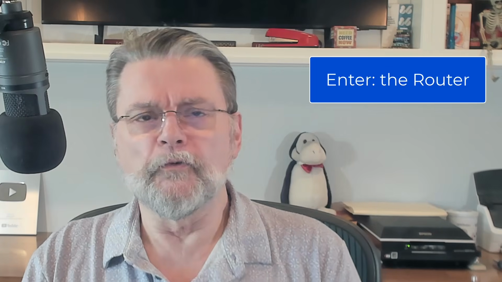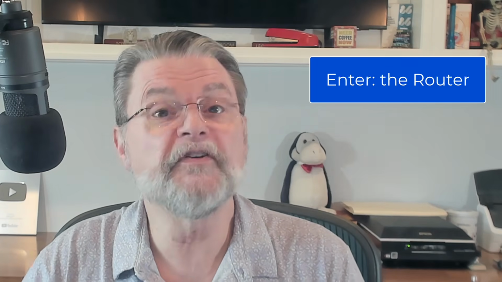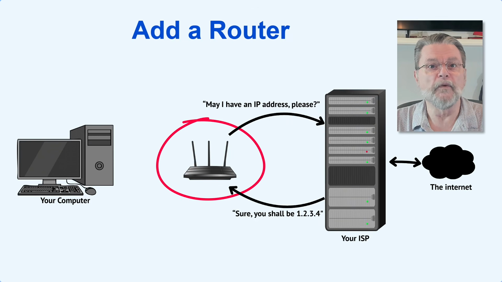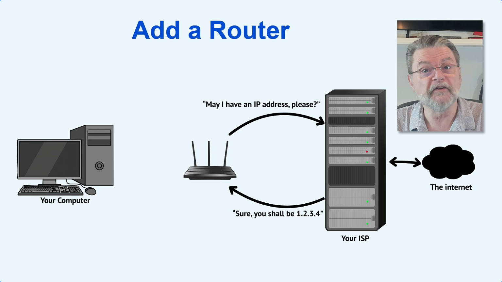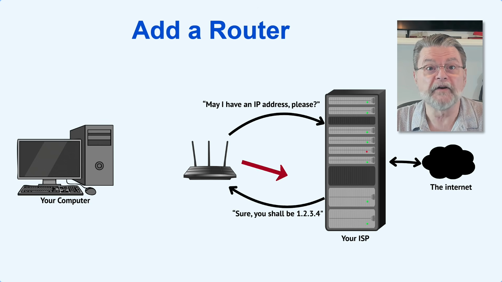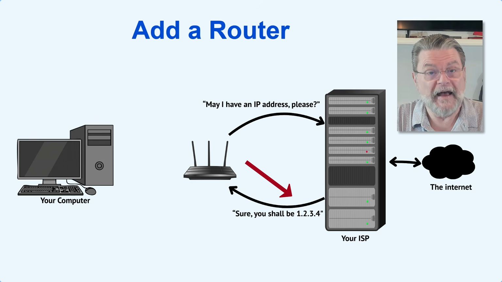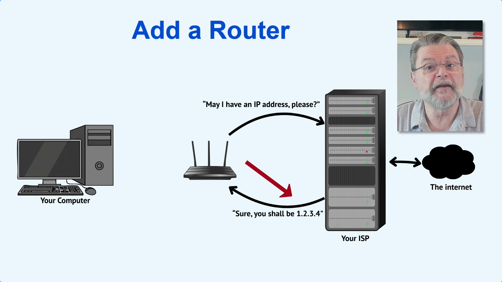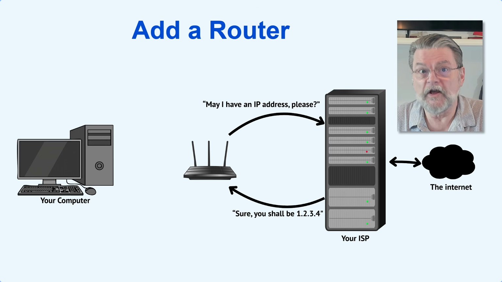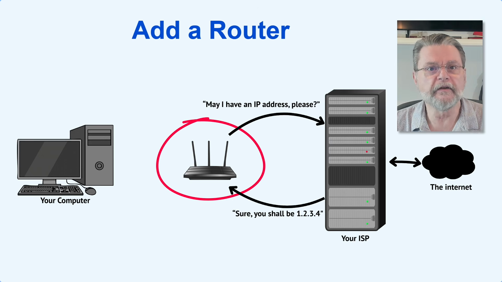Now, let's insert a router into this mix. The previous example was just a computer connected to the internet, connected to your ISP. The router sits between the computer and the internet. When you turn it on or attach it to your ISP's provided connection, one of the first things the router does is the same thing. It asks for an IP address. Now, note that it asks for and receives an IP address from your ISP. That address identifies it, the router, on the internet.